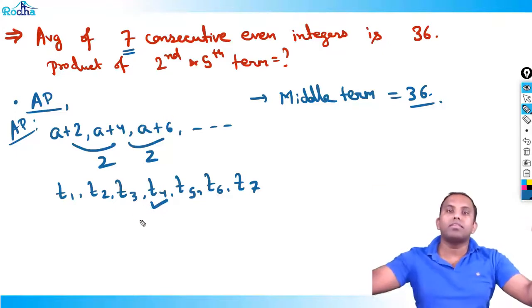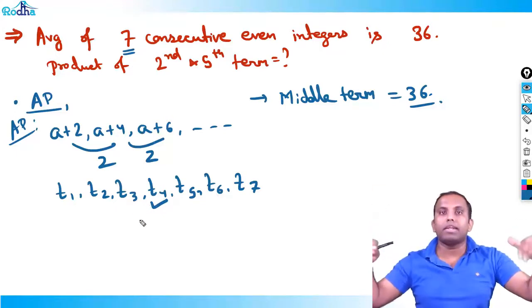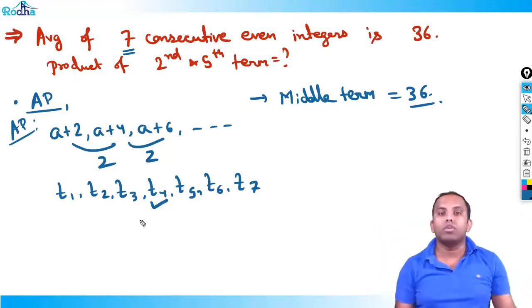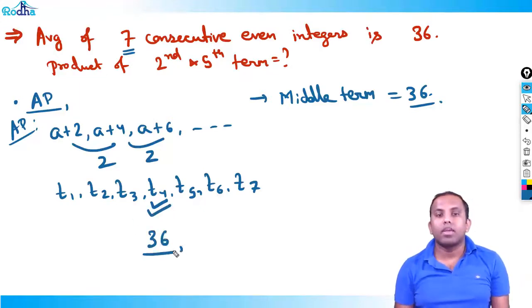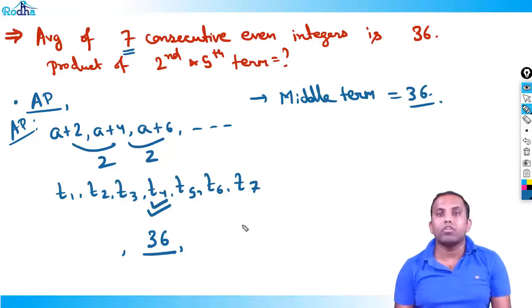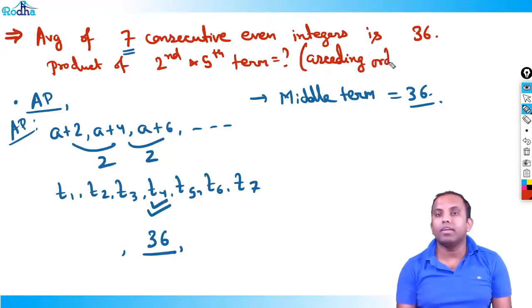First term is T1, last term is T7. For the timing, take T1 as 1 and T7 as 7. What is the middle term? 1 plus 7, 8 by 2, 4. That is T4, so T4 is the middle term, given as 36. Since it is consecutive even integers, I don't know which are the second and fifth terms, because I don't know whether it is an increasing or decreasing series. So let's say it is given that the series is in ascending order.